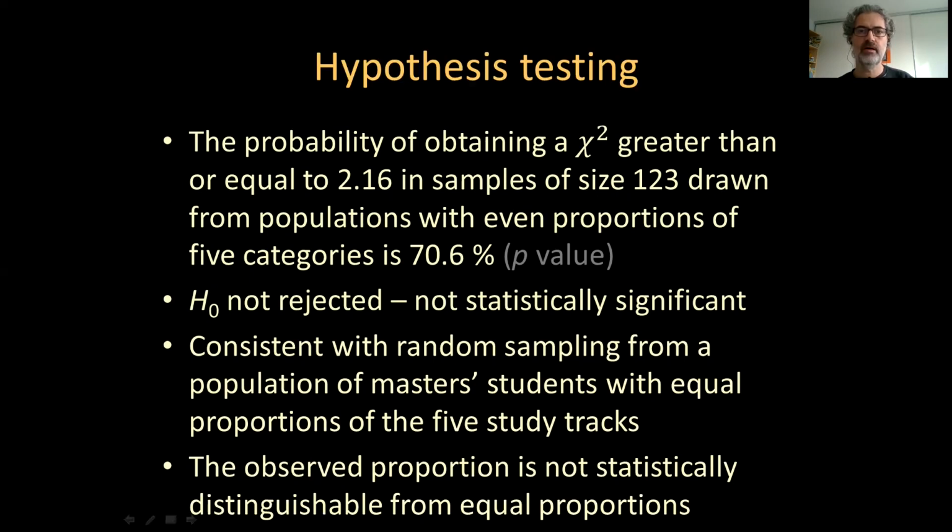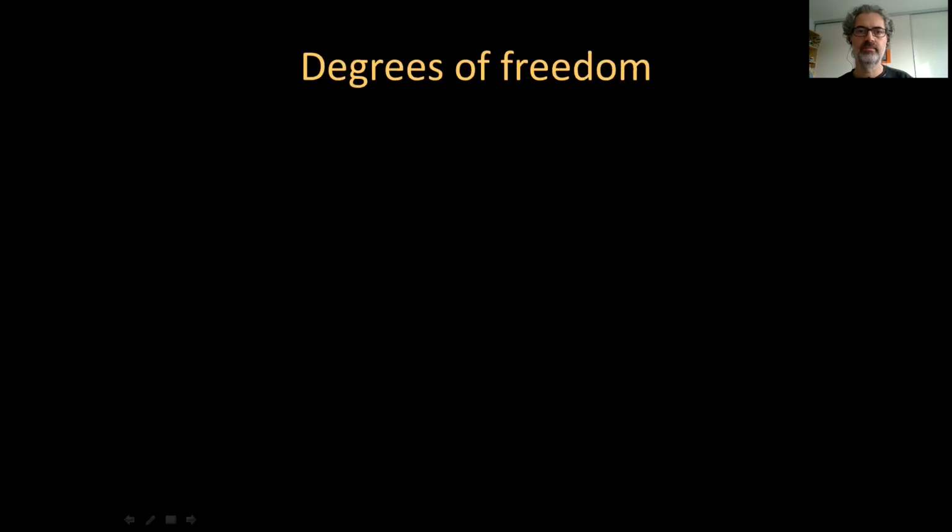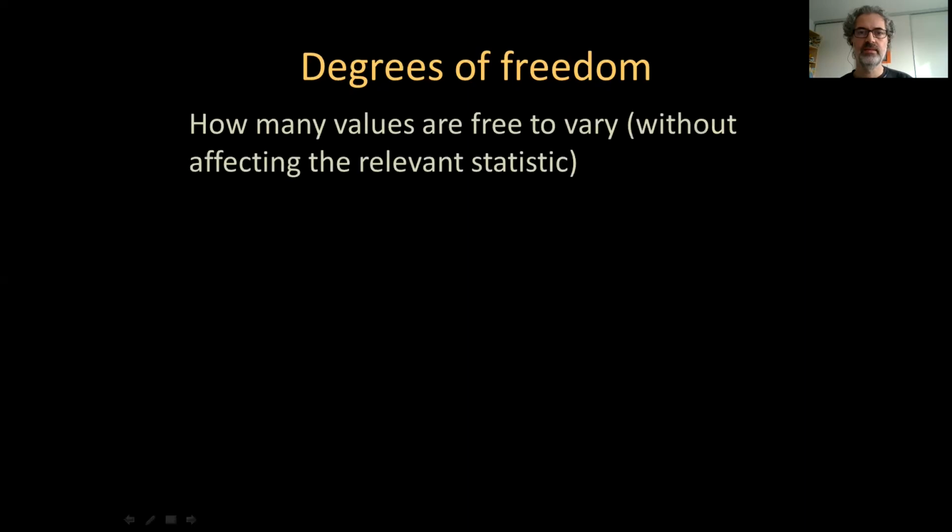The fact that the curves for 2 categories and 5 categories were so different has to do with the idea of degrees of freedom. What are degrees of freedom? Why are the curves so different? The easiest way to think about degrees of freedom is, just as the word says, how many of the observed values of our variables are free to vary without affecting the total. The total cannot be affected because it's our sample size.